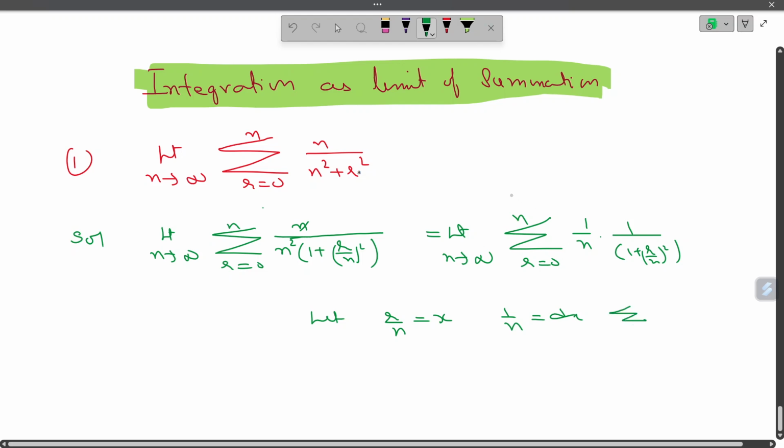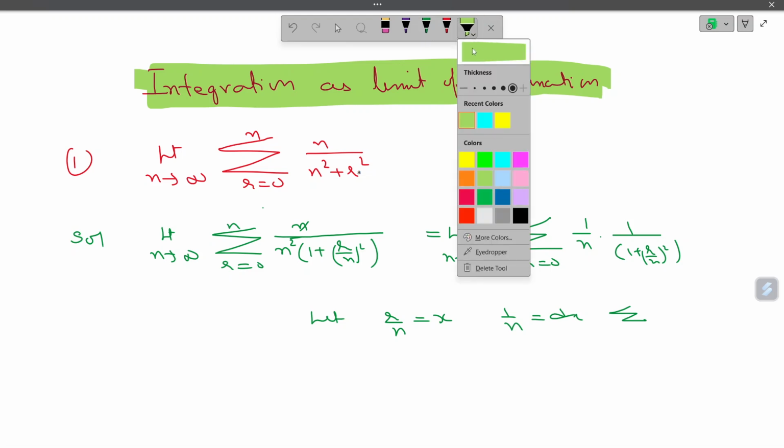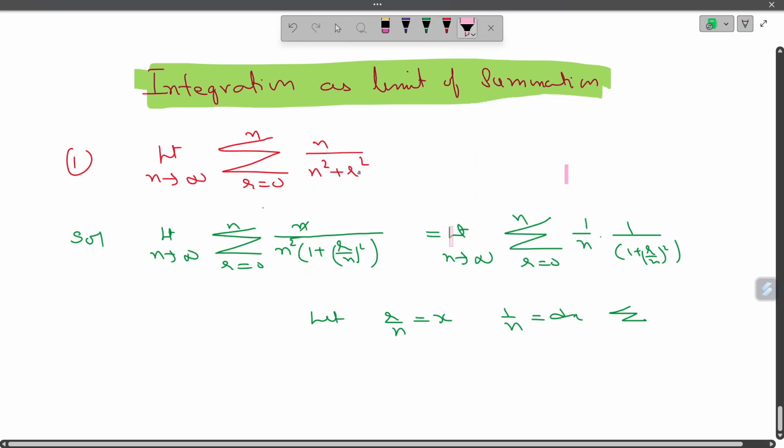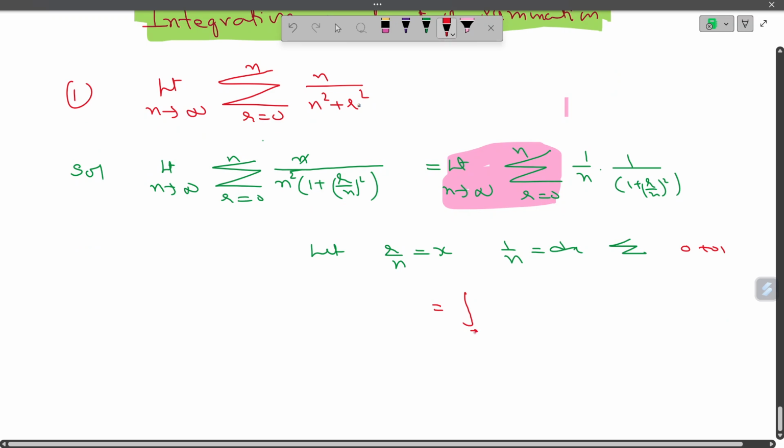The limit of this whole sum becomes integration 0 to 1. So therefore this will reduce to integration 0 to 1. 1 by n is dx, and 1 plus r by n square is 1 plus x square.